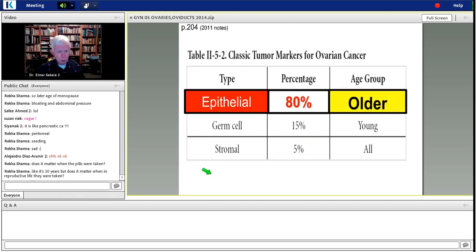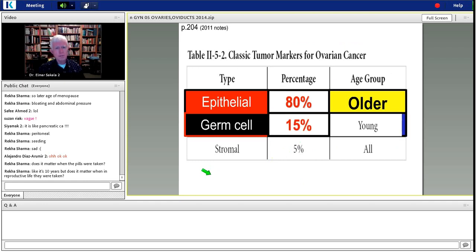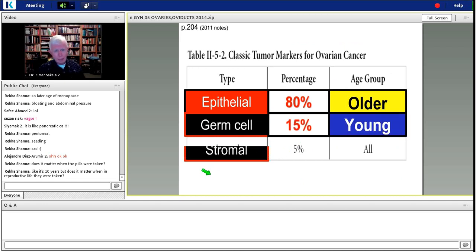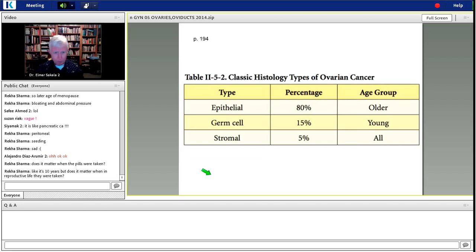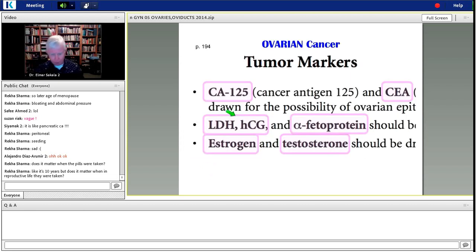Epithelial, 80%, older women. Germ cell, 15%, younger women. And gonadal stromal, 5%, and that can be in any age group. And here it is in your notes. Tumor markers, we already talked about that. CA125, CEA, LDH, HCG, alpha-fetoprotein, estrogen, testosterone. These are the epithelial, these are the germ cell, and these are the gonadal stroma.